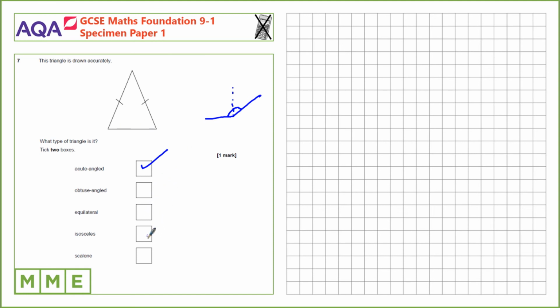In an isosceles triangle, two angles are exactly the same, which is what we have here. We have two angles, the base angles here, and these two sides that are the same length. We've got the markings here to denote that. So this is an isosceles triangle. So we've got our two there. It's not a scalene triangle because a scalene has all three sides and angles different, and we can see that these two sides are the same and these two angles are the same.